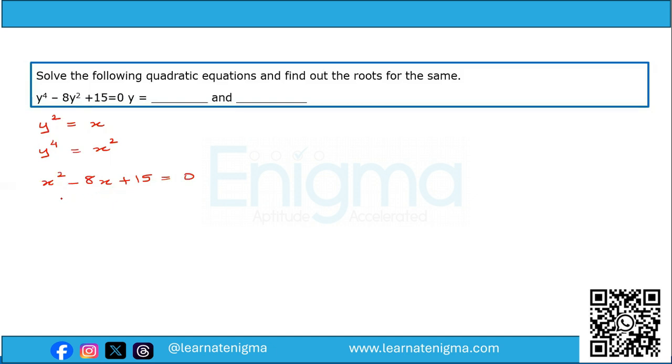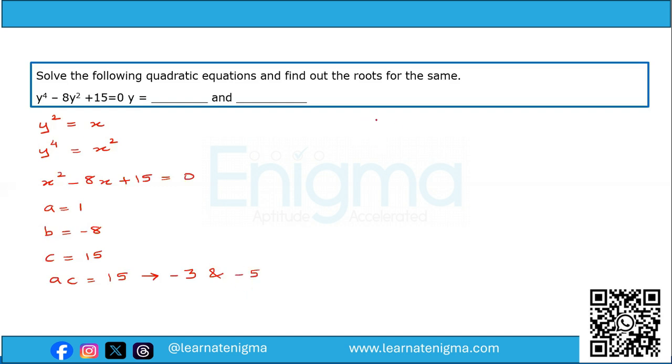Now, if we compare this quadratic equation with the general form, you get a is equal to 1, b is equal to minus 8, and c is equal to 15. So the product ac becomes 1 into 15, that is 15. Now, we want to split 15 in such a way that the addition of factors should be minus 8. So therefore, the factors become minus 3 and minus 5.